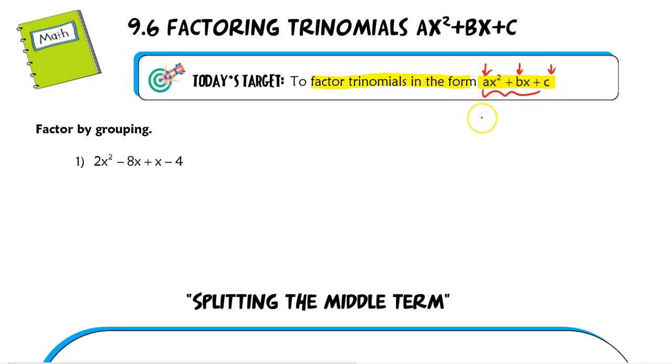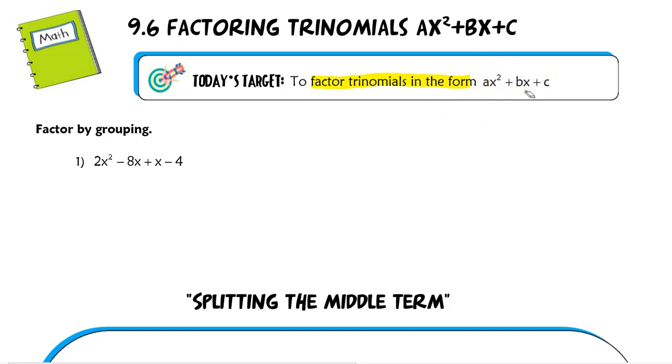So like this would be a trinomial of this form here. This might not be factorable, but this is a trinomial of this form ax squared plus bx plus c. So I've just replaced a, b, and c here with numbers 2, 3, and 1. Okay? All right, so let's get started.